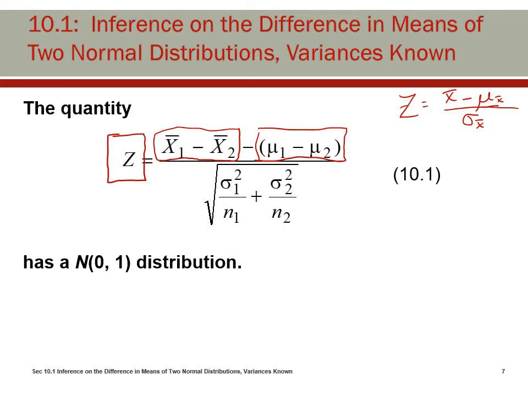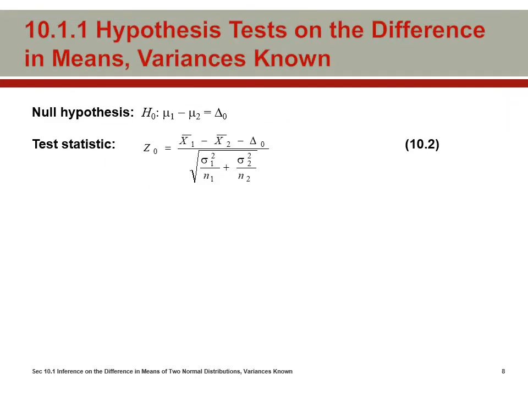So instead of having one value of X bar minus mu X bar, we now have two populations. And our standard error for that difference is the square root of sigma 1 squared over N1 plus sigma 2 squared over N2. And that is normally distributed with a mean of 0 and a standard deviation and variance of 1. So this is the formula we'll also be using to create our test statistics.